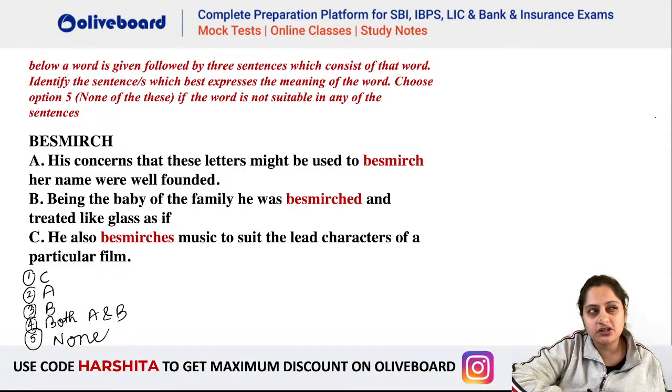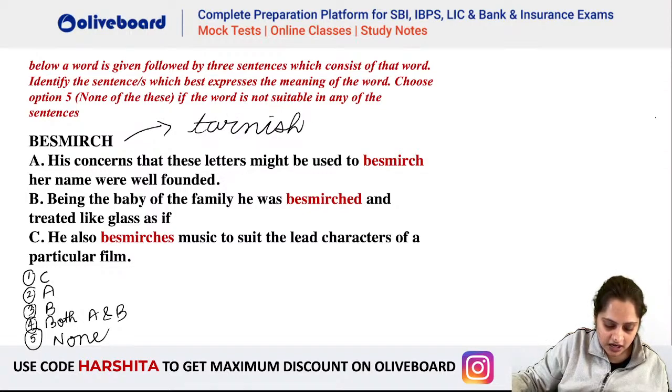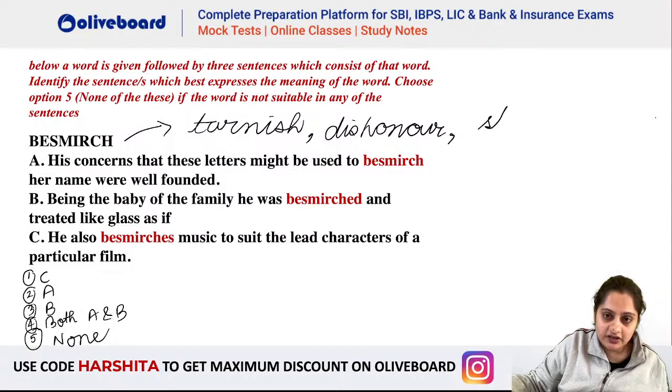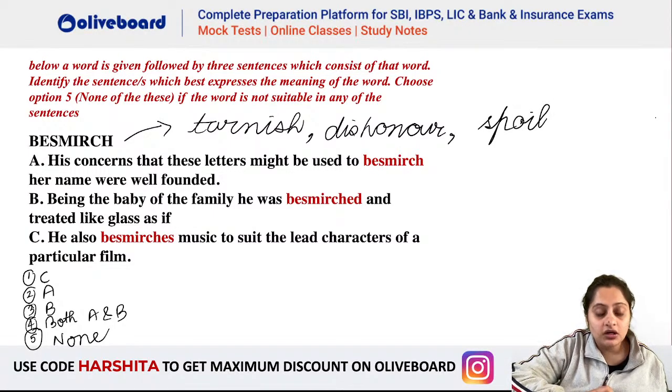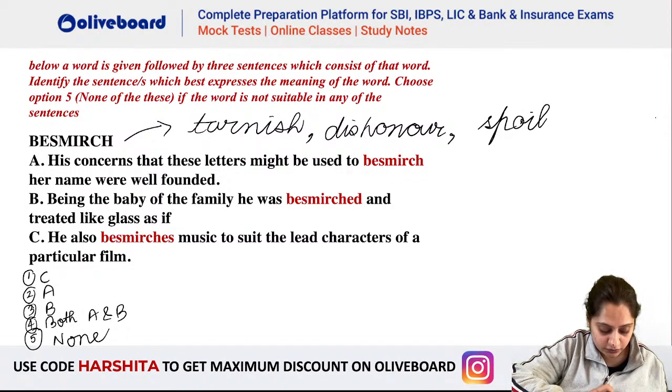He had besmirched the good name of the family. He has besmirched the good name of the family. When you spoil the reputation of someone, tarnish. When you dishonor, when you bring dishonor. Okay, when you tarnish means when you taint, when you spoil the reputation, when you damage the reputation, it is besmirch. When you damage the reputation of someone.